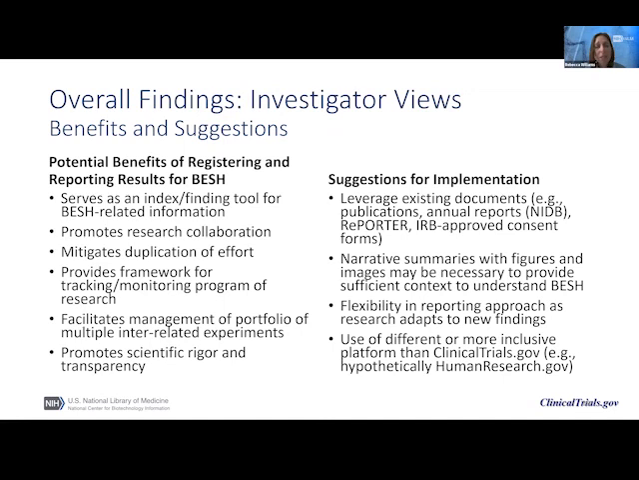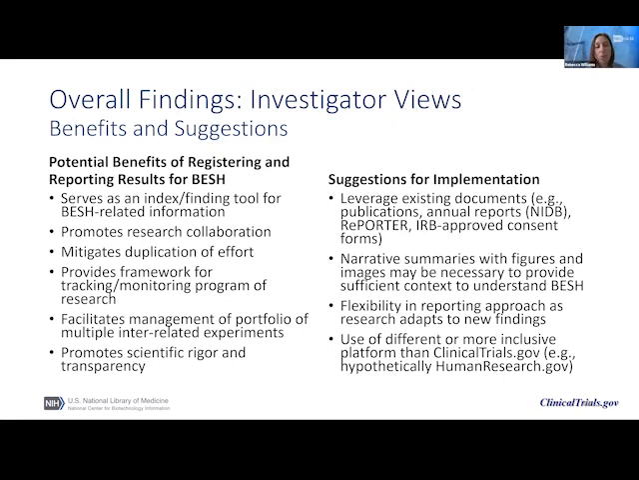Overall, investigators did believe that there were some benefits to having a registration and results system. The main thing is the value in having a central database by which you might be able to locate other similar research. By having information aggregated in one place with a strong search engine on top of it, it really does afford some benefits, including promoting research collaboration, ideally mitigating duplication of effort, and providing a framework for being able to track and monitor different programs of research and to help manage some of those portfolios.